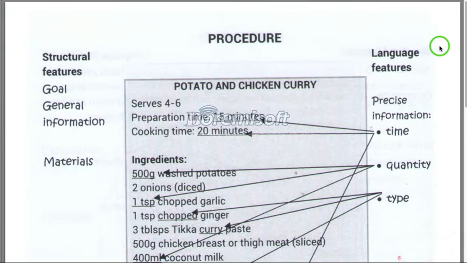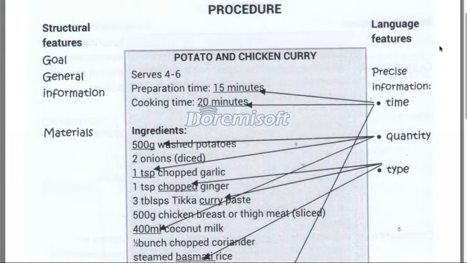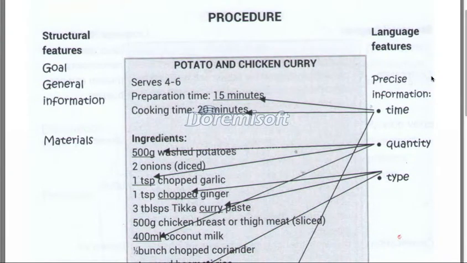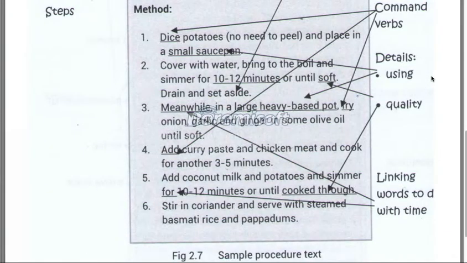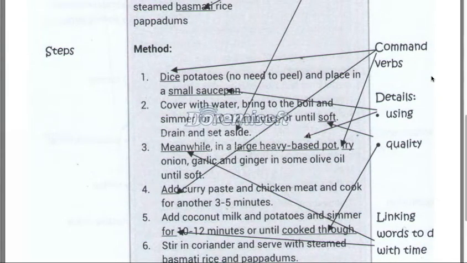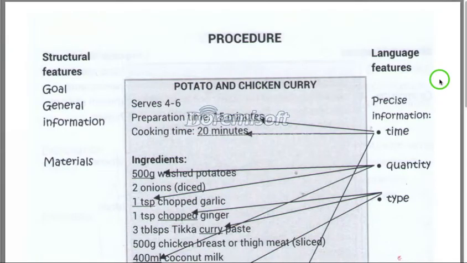What's the field? Well, the field, it's not recipe, it's not procedure, it's food, cooking. How to cook a particular dish. That's our field. That's the subject matter. What is the tenor? Well, the tenor is reader and writer. We don't know who the author is, and we assume that we don't know who the intended reader is either.